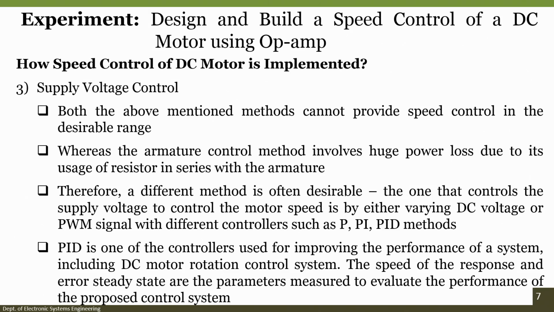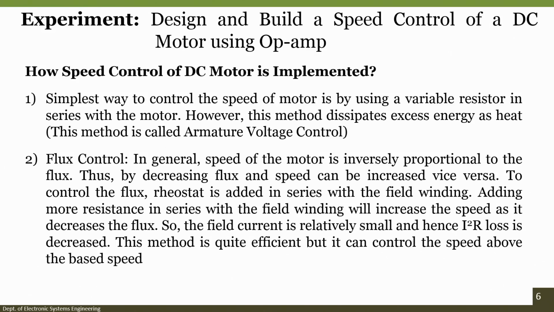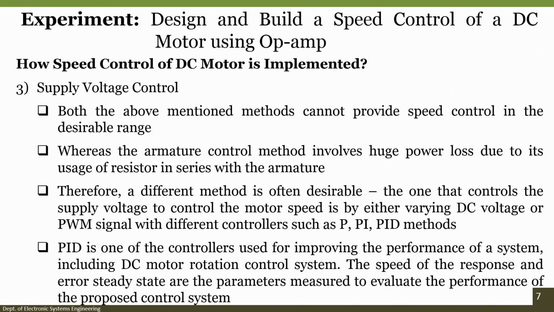If I change the supply voltage, then the speed of the DC motor can be controlled. Now, for supply voltage control, we have to consider both the above mentioned methods, which are controlling the speed of the motor by using a variable resistor and flux control. Both of these methods that we have discussed cannot provide speed control in the desirable range.